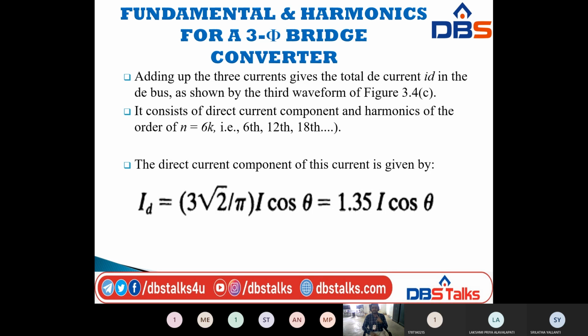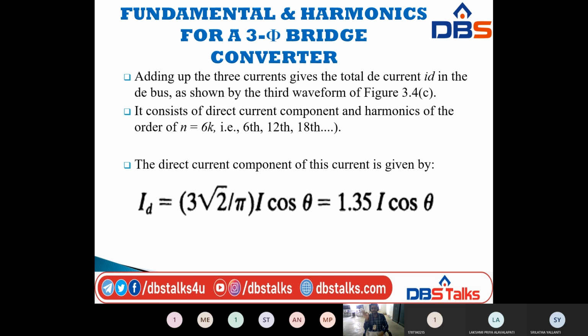And next, it consists of a direct current component, that is the DC component, and harmonics of the order n equal to 6k. That is the 6th, 12th, 18th and so on: 6 into 1, 6 into 2, 6 into 3, 6 into 4, 6 into 5, 6 into 6. Like this, it contains harmonics of order n equal to 6k.